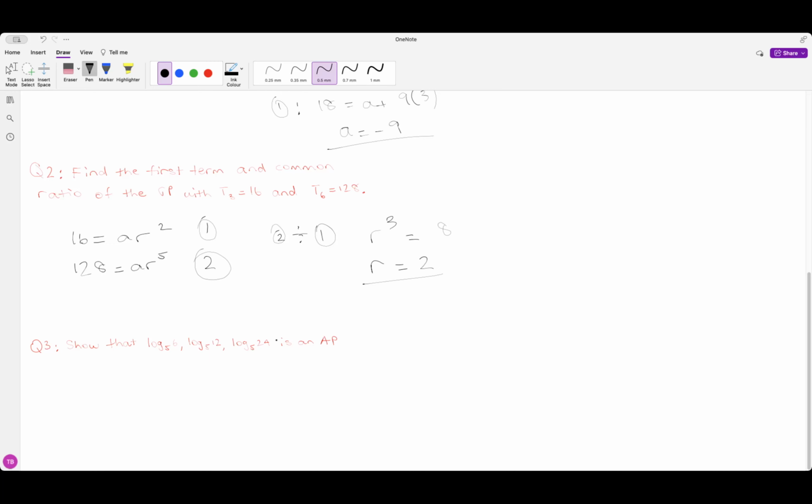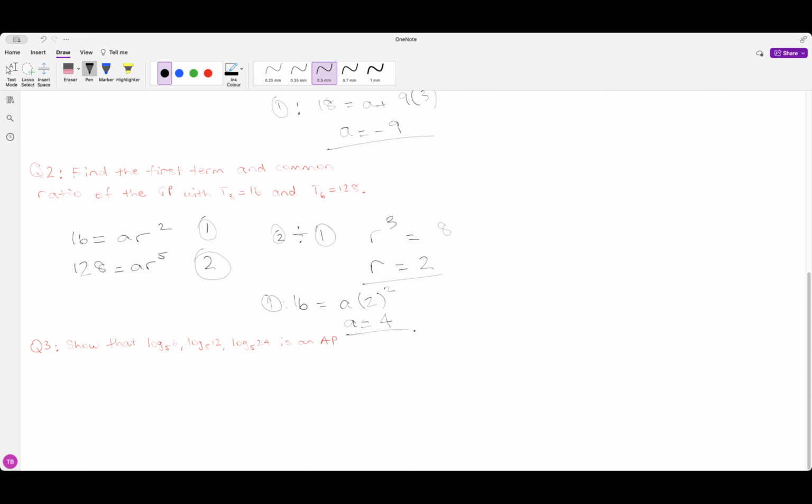Now, just like I did with the previous question, I'm going to substitute that r value back into just one of these equations. And so I'll just pick the first one because it's got smaller numbers, easy to deal with. So I have 16, I'll sub it into 1. 16 is equal to a times 2 squared. 2 squared is 4. Dividing both sides by 4 gives me a is equal to 4. Right, so that gives me my first term and my common ratio for that geometric progression.